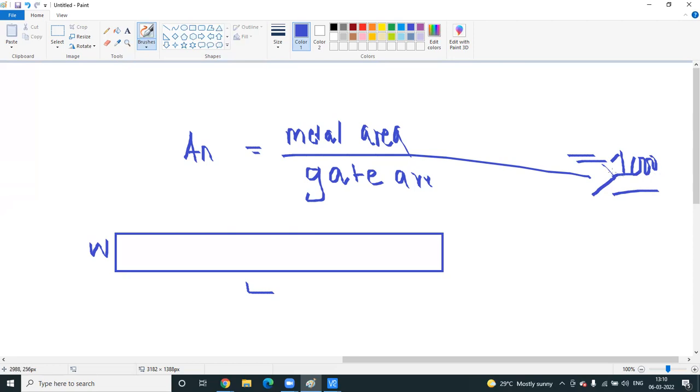So why greater than? Because the metal area will be more. A larger metal area means the length will be more. Width has a certain limit. You cannot increase width up to 20 micrometer or 30 micrometer. You will check that in the DRC also. There is a certain limit there. So you will play with length only.